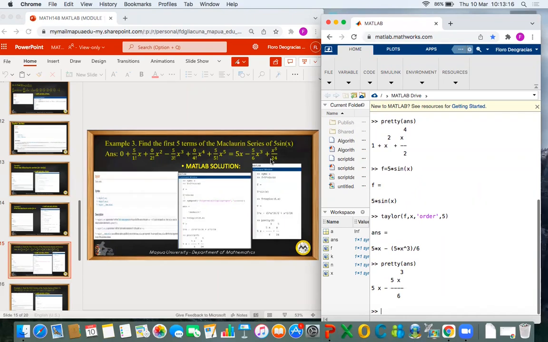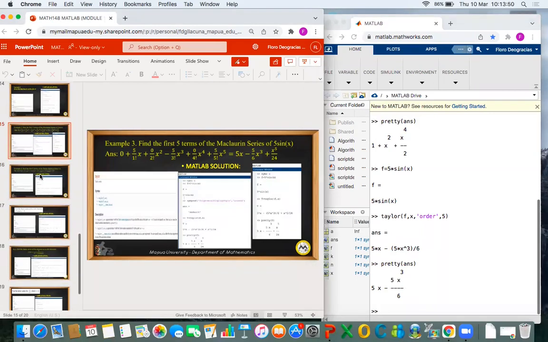So in my MATLAB solution, I did not write the order. Anyway, if we will not write this, it will give you the same answer. But this is find the first five terms, including the 0, 1, 2, 3, 4, 5. So it will display 5x minus 5 over 3 factorial, which is 6, right class? So MATLAB already just gives you the answer, 6 times x cubed.